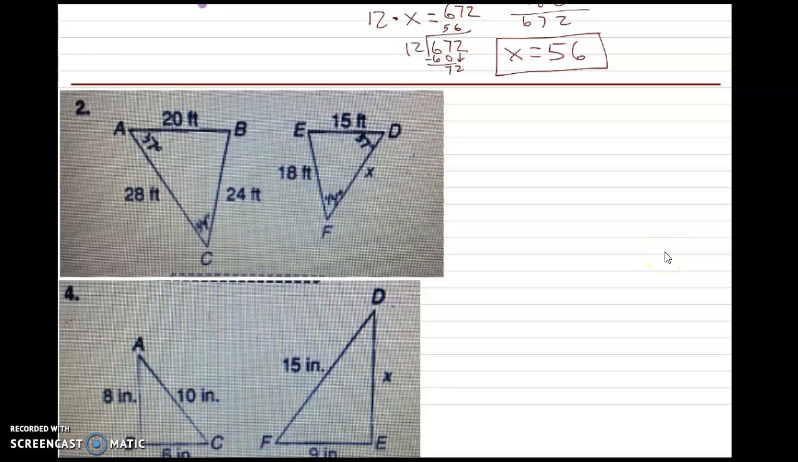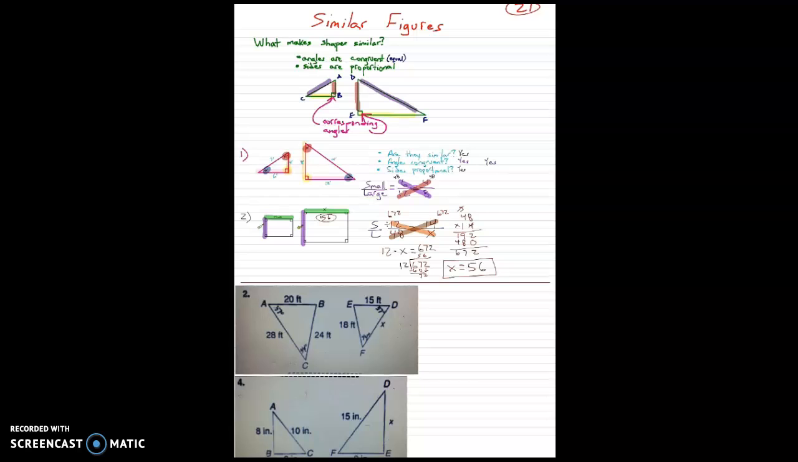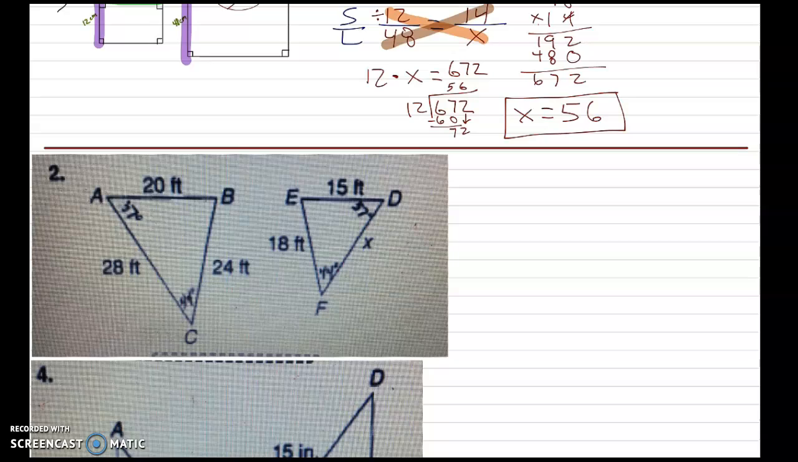Alright, here are a couple problems from your assignment. I went ahead and put it on my journal page. So the first one is number 2. It looks a little more difficult than the ones that we did at the beginning. The 3 that we did at the beginning were all facing the same way, and it was easy to tell what angles correspond with each other and what sides correspond with each other. Well, it's not that easy, right? You're in 7th grade, so that's just not the way that it works out all the time.